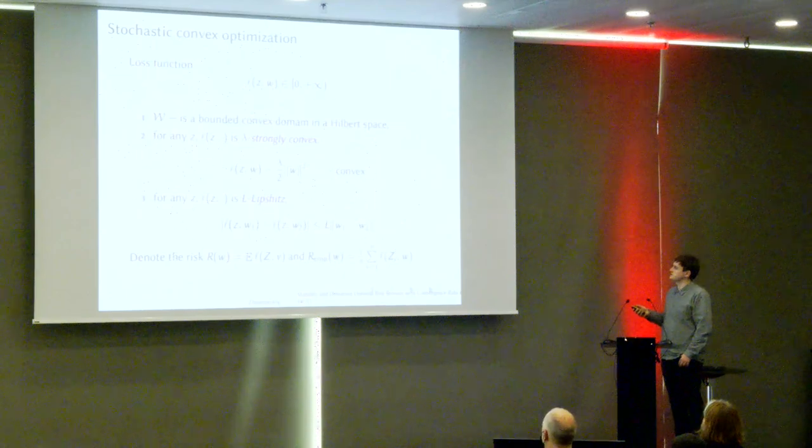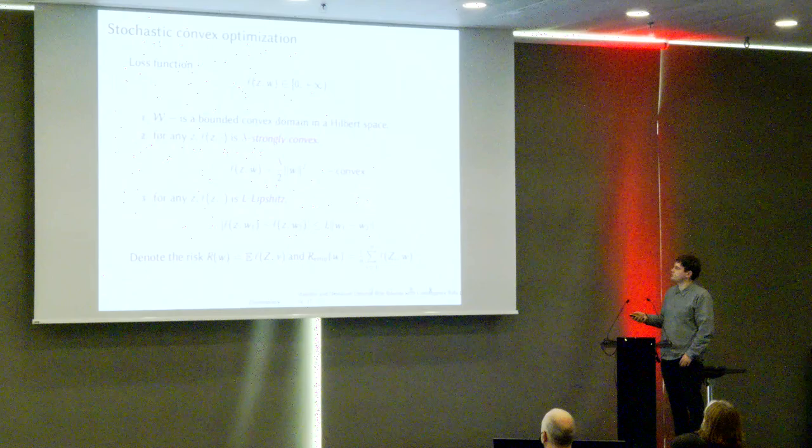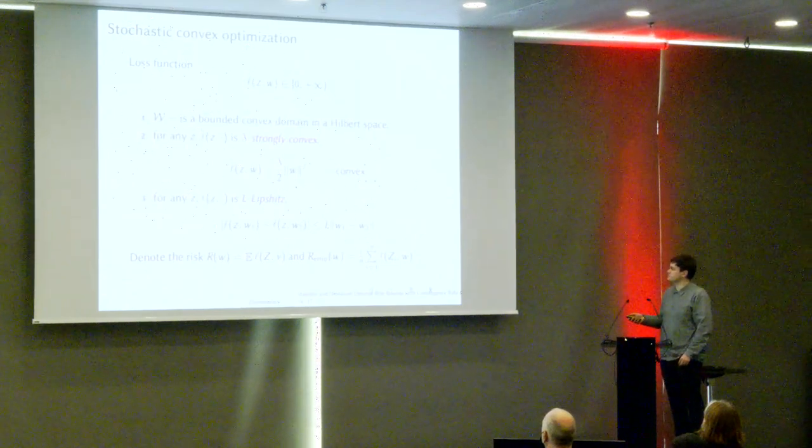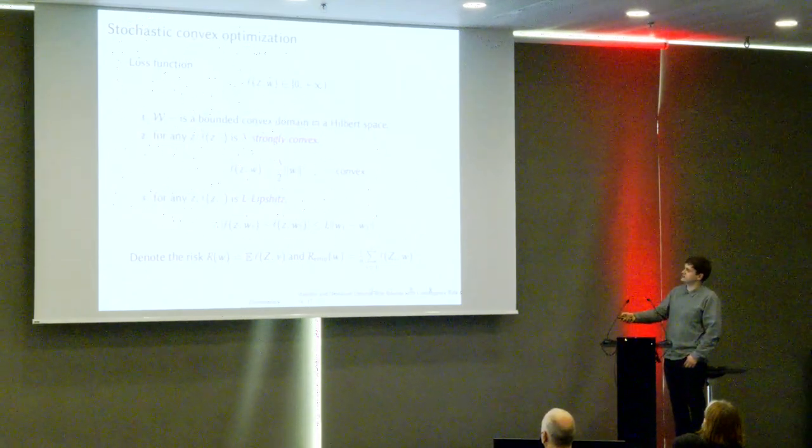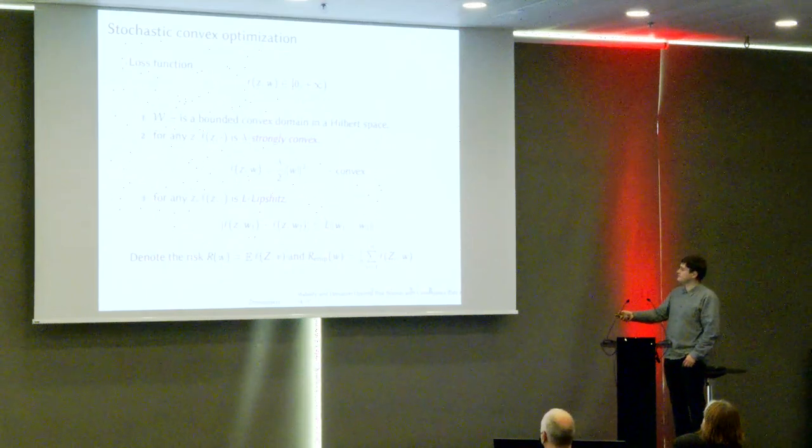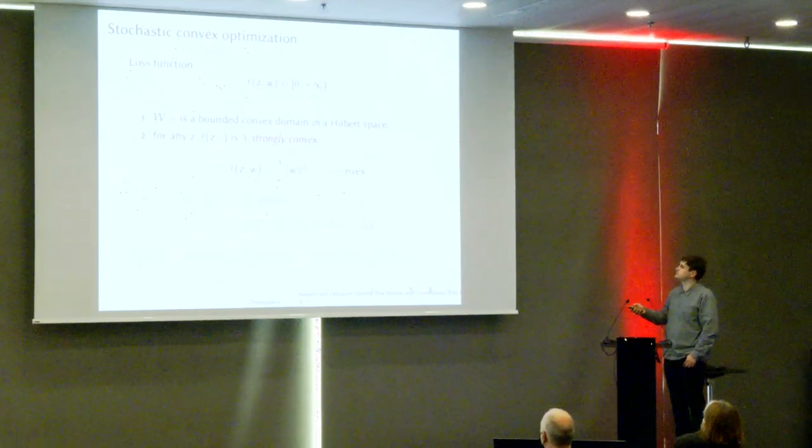So this is one of the classical definitions from stochastic convex optimization. And I assume that it's pointwise Lipschitz. So I assume this property. And again, I can define the risk and the empirical risk with respect to this new loss.